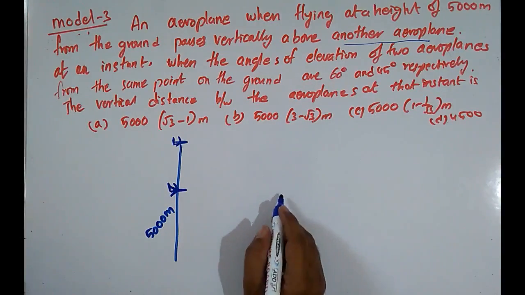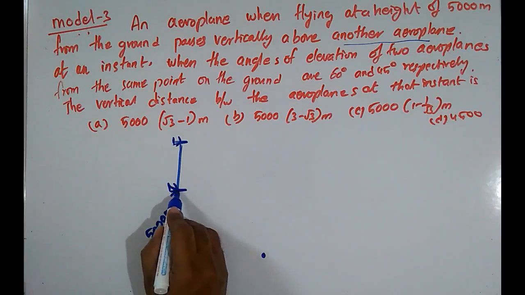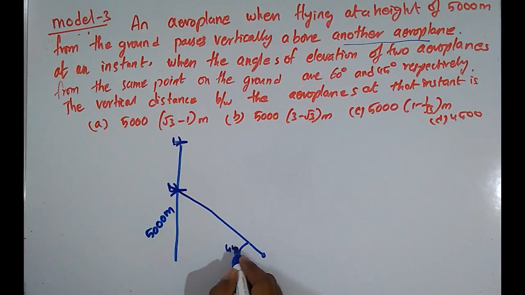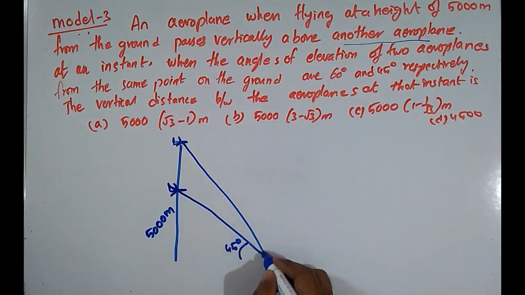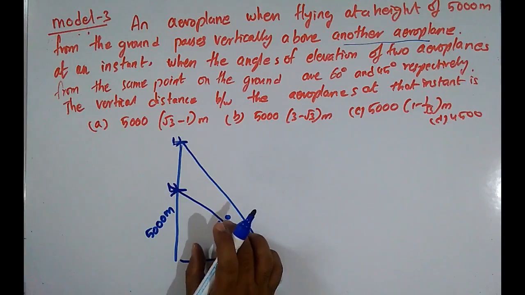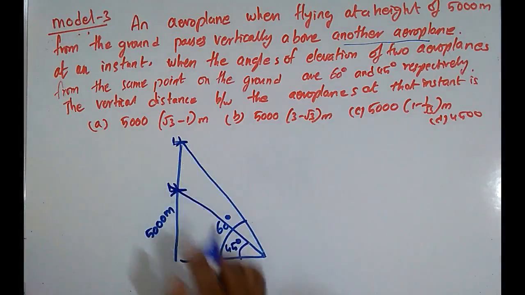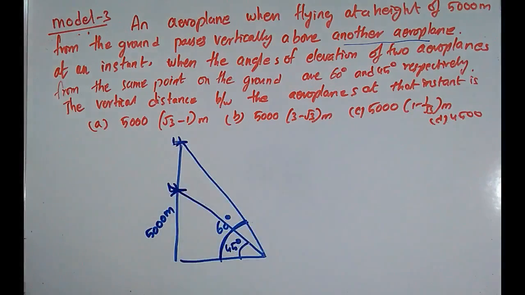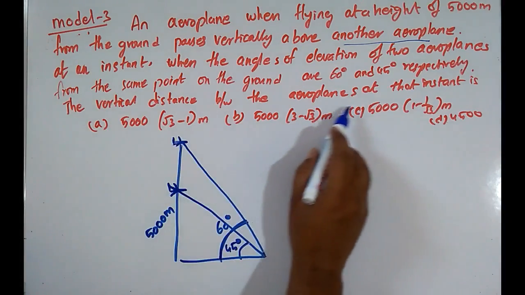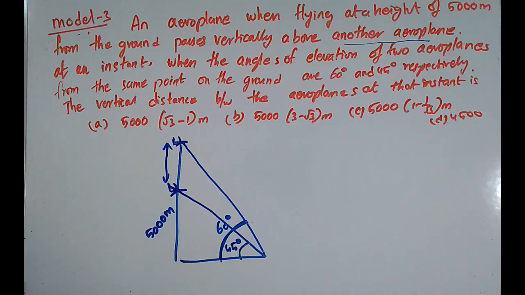When the angles of elevation of the two aeroplanes from the same point on the ground, see, someone is watching these two planes. One is at 45 degrees, the other is at 60 degrees, friends. See friends, here you can't say this is the first aeroplane, so I put 60 degrees for this. This is the second aeroplane, there is 45. It is obvious, friends. The higher the angle, the higher the height. 60 degrees is for the topmost aeroplane, and lesser degree for the aeroplane below, friends. Okay, and what we have to find is the vertical distance between the aeroplanes at the instant. So we have to find the distance between these two aeroplanes, friends.